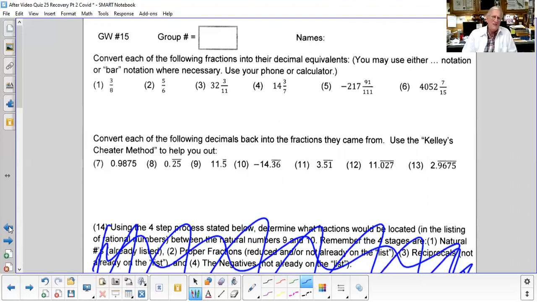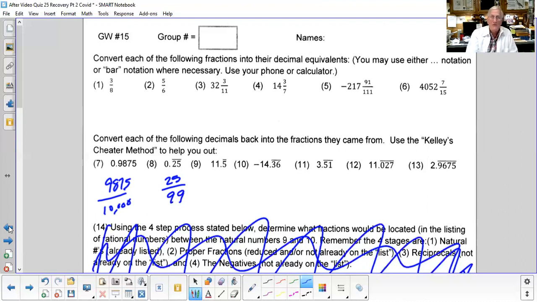0.9875, if you want to convert that to the fraction it came from, there's no bar on it, right? Therefore, what do you have to do? All you have to do is put it over its place value. And of course, its place value is 10,000, okay? And you reduce that, you'll have the answer to that. But you don't even have to reduce it. That is the correct answer. For number 8, 0.25 bar, you simply put what? 25 over 99. All right?